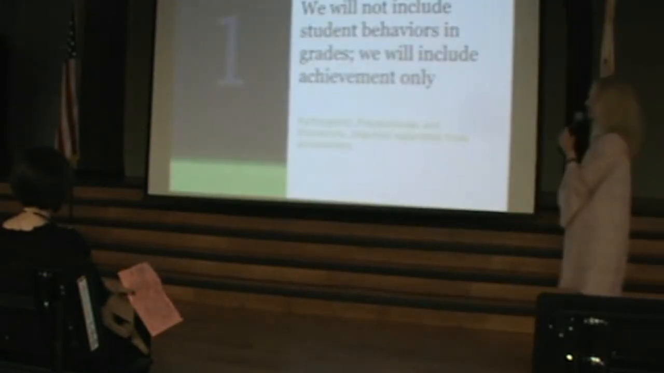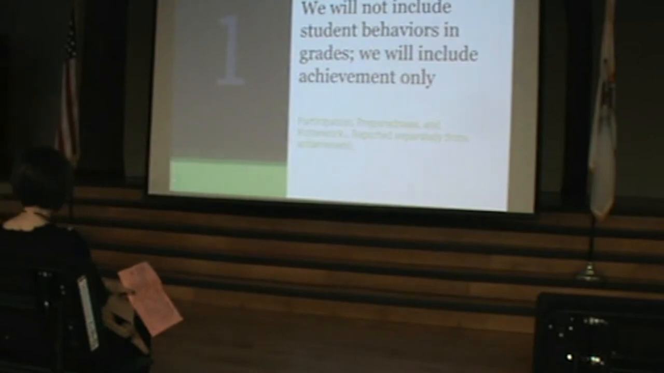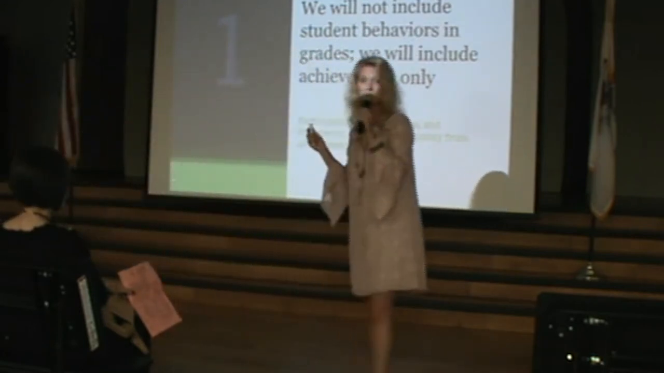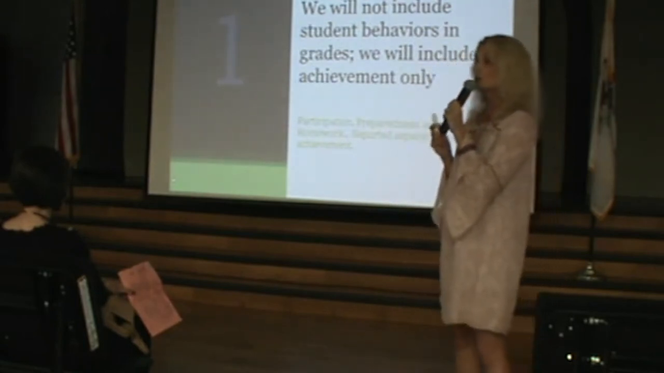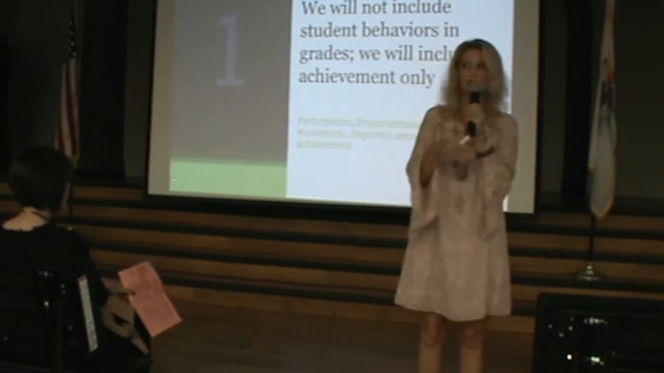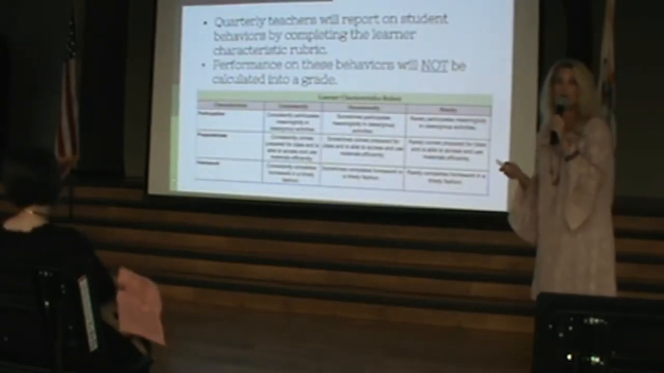So our first fix we're doing is, we will not include student behaviors in grades. We will only include achievement. And things like participation, preparedness, are they timely with their homework? We are not going to calculate that, average it into a student's grade. I'm not saying that it's not important, and those are things that are important for our learners to have as good habits and to make them better learners. So we do believe that these behaviors are very important to students being successful, but what we don't want to do is average numerical information about those behaviors into a student's grade. That grade should reflect what they know in the content. So again, it's not that we're not going to report on them, we're just not going to calculate them in.